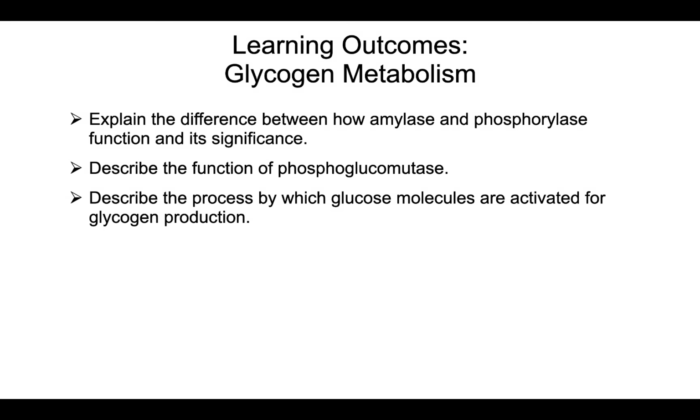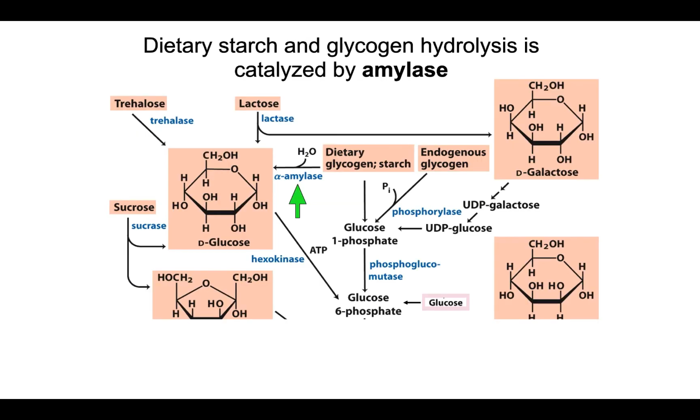In this final video regarding the metabolism of glucose, we have glycogen metabolism: the building of glycogen and the breaking down of glycogen. By the end of this, I want you to be able to explain the difference between how amylase and phosphorylase function and its significance with regards to glycogen metabolism, to describe the function of phosphoglucomutase, and to describe the process by which glucose molecules are activated for glycogen production.